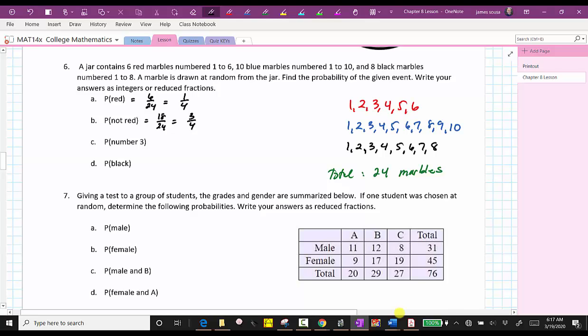Next, we want the probability of a number 3. There's a red 3, a blue 3, and a black 3. There are 3 favorable outcomes out of 24. The probability of the number 3 is 3 divided by 24, which simplifies to 1/8. And then for our last probability, we want the probability of selecting one marble, and the marble is black. Well, there are 8 black marbles out of 24. The probability of selecting a black marble is 8/24, which simplifies to 1/3.